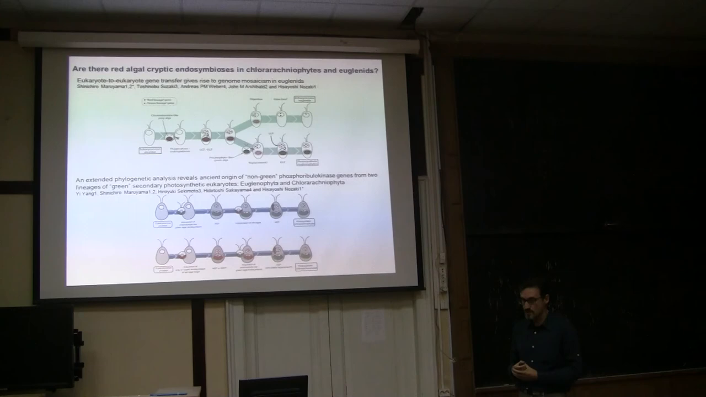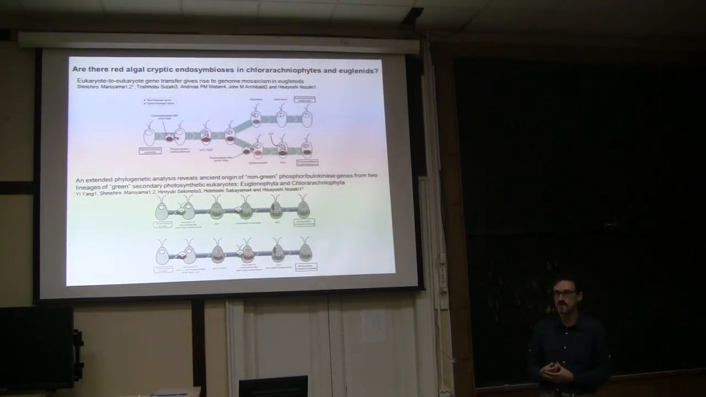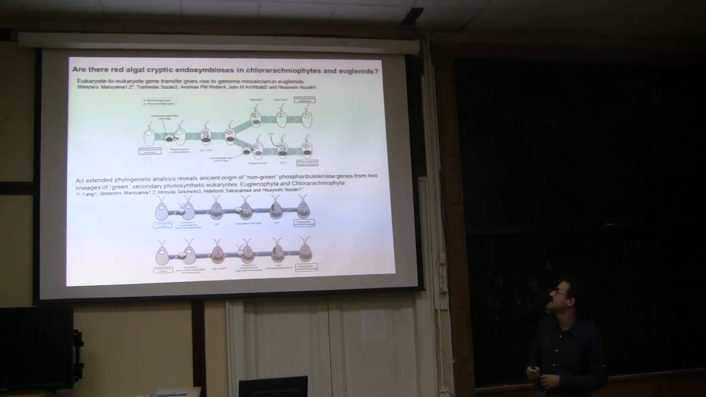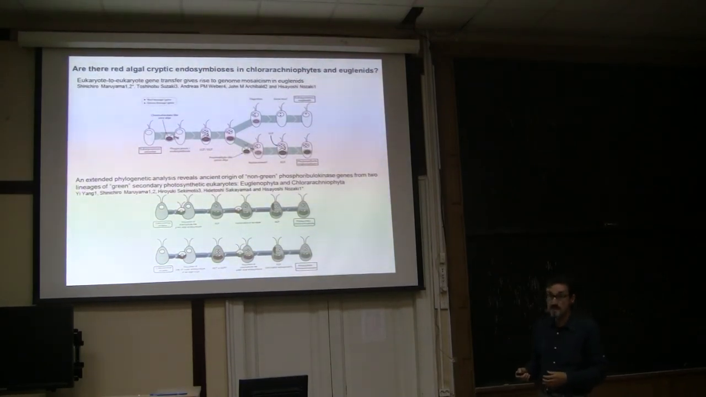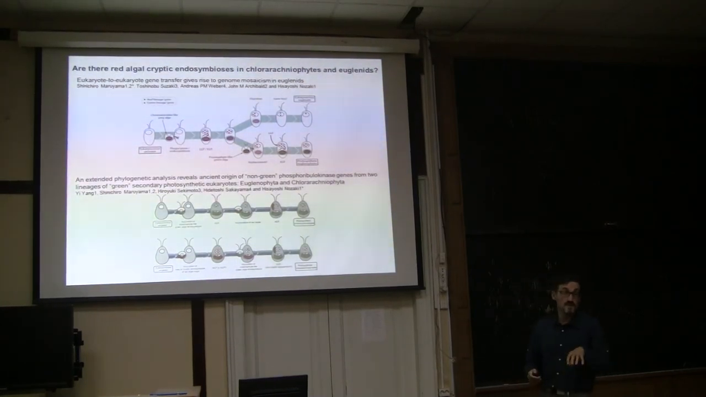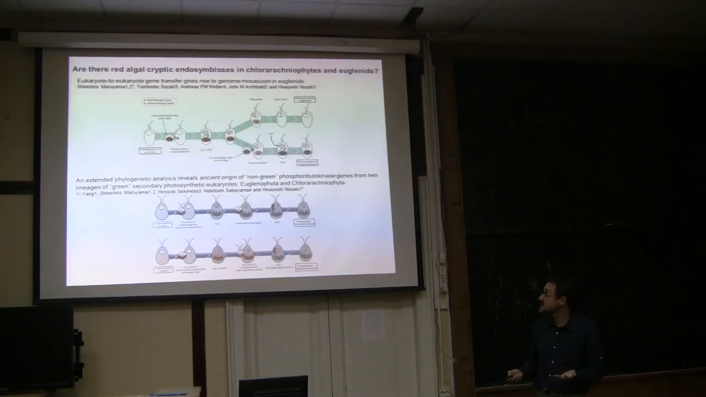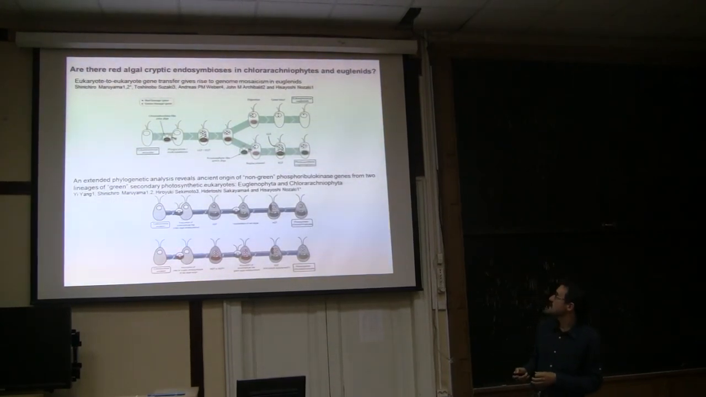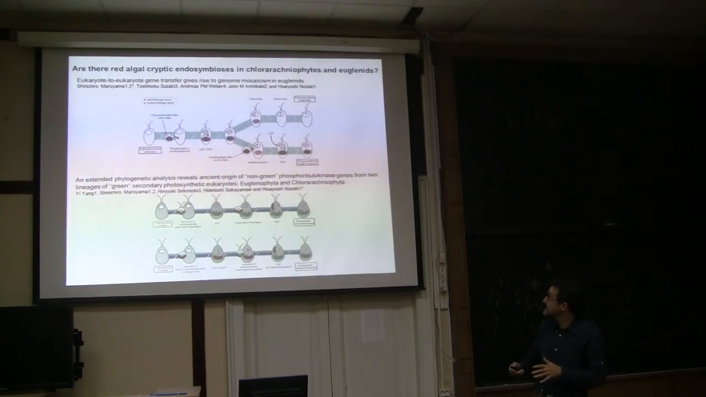So what we think here is that maybe in this case we have real evidence for a cryptic endosymbiosis of red algal plastids in these two groups that today have green algal plastids, and that these red algal plastids have been lost, and today what we see are the green algal plastids. This is not completely new because other people have already seen this, although on a more reduced scale, because they have been looking at specific genes.